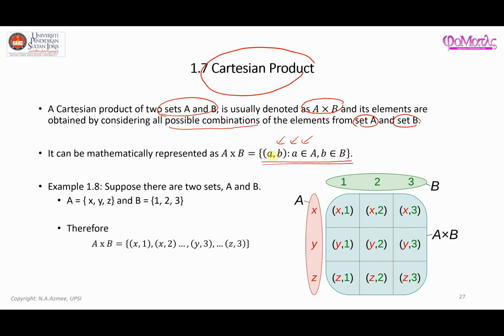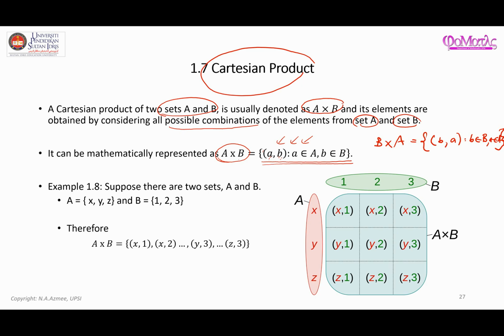We consider all possible combinations, and the order is important. When you have the Cartesian product of A and B, the order has to be the elements in set A combined with the elements in set B. If you are interested in the Cartesian product of B and A, the order is reversed: B first and then A. That is how you write the notation. Excuse me for running out of space, but basically that's the idea. You have to follow the order.